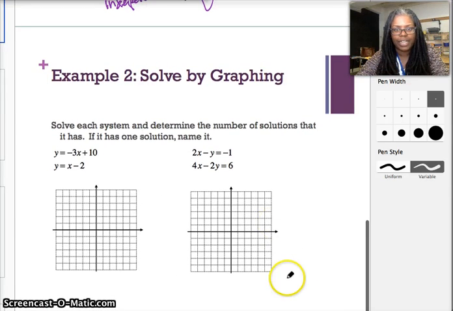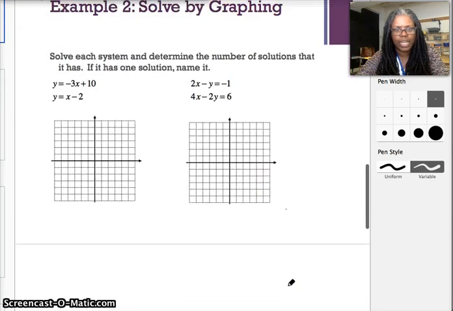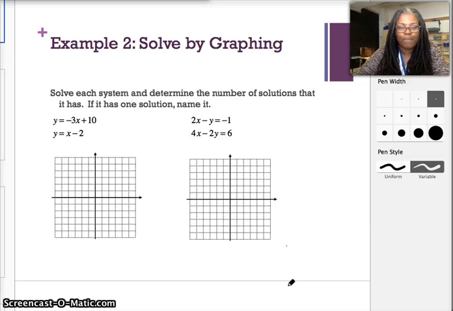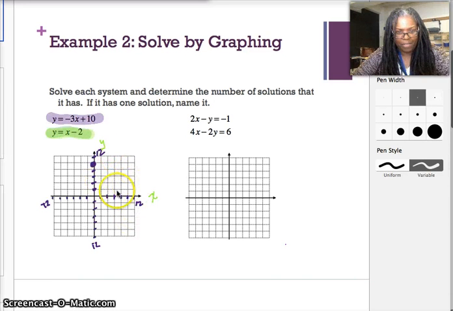In example 2, we're going to solve by graphing. So we're going to actually do the work. This isn't graphed for us. So we have y is equal to negative 3x plus 10 and y is equal to x minus 2. We're going to solve each system and determine the number of solutions that it has. If it has one, we're going to name the solution. So basically, we're going to see if the graphs intersect in one point. If it does, we'll name it, right?